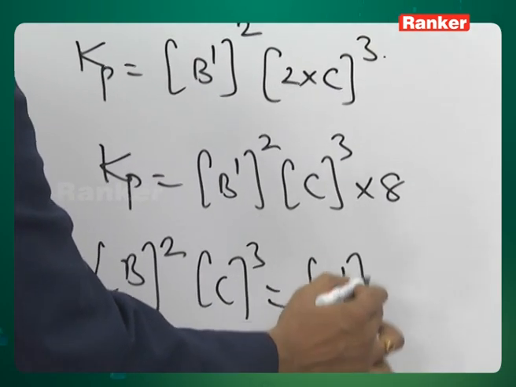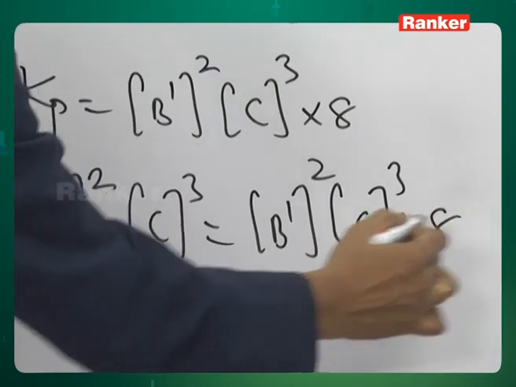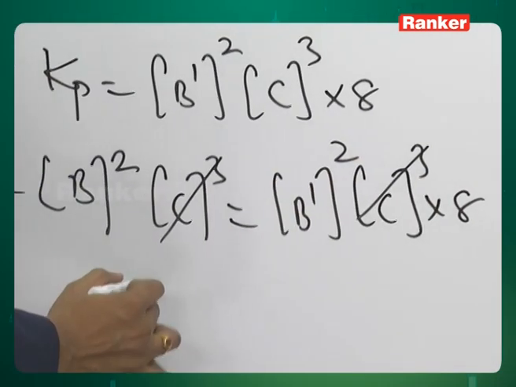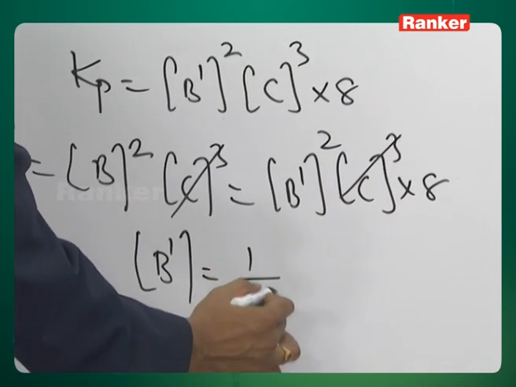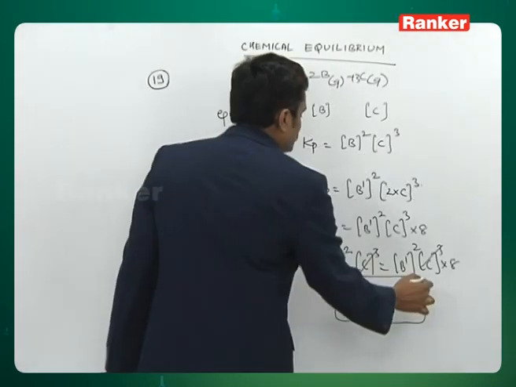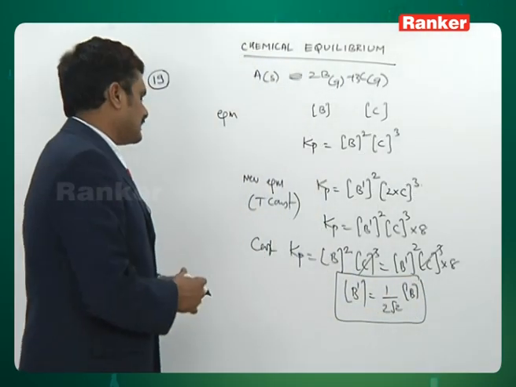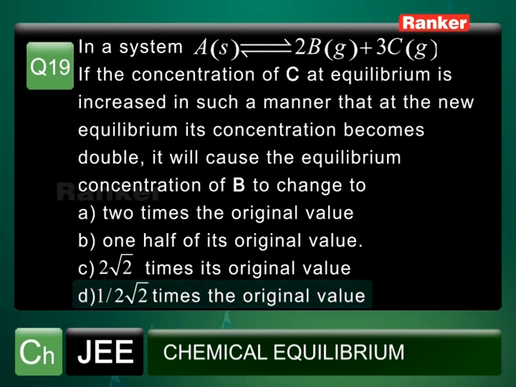B prime is the new concentration of B at equilibrium. So when I simplify this, B prime is turning out to be 1 by 2 root 2 times of the initial concentration of B. So therefore in this question the correct answer is option D, where the final concentration of B will be 1 by 2 root 2 times of the initial concentration of substance B.